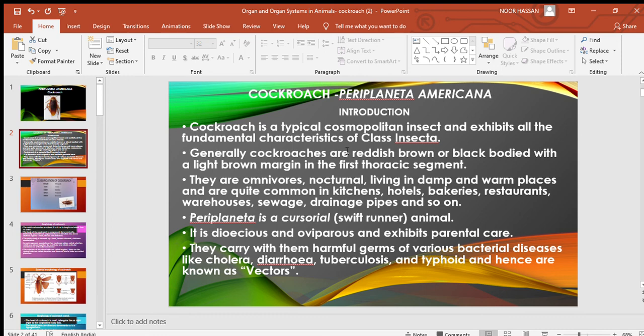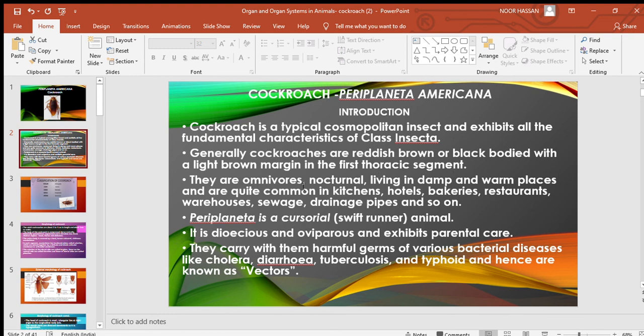Generally, cockroaches are reddish brown or black bodied with a light brown margin in the first thoracic segment.